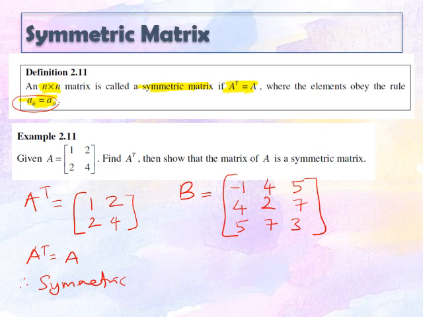Okay, let us check the B transpose. First, this column. So we obtain negative 1, 4, 5, and then 4, 2, 7, 5, 7, 3.